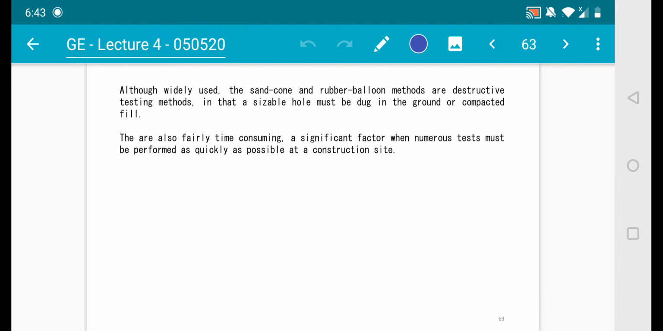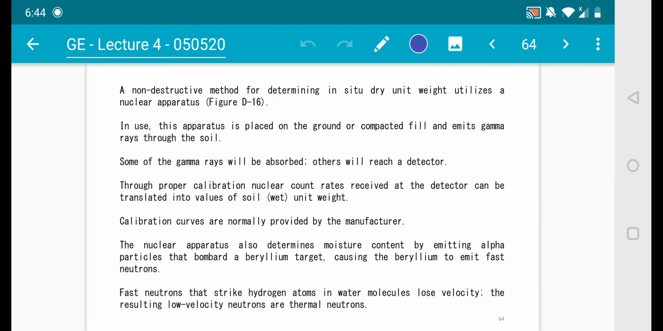Now, although widely used, the sand cone and rubber balloon methods are destructive testing methods, in that a sizable hole must be dug in the ground or compacted field. They are fairly time-consuming. This is a significant factor, as numerous tests must be performed as quickly as possible at a construction site. Now let's look at a simpler approach, which is the nuclear apparatus approach.